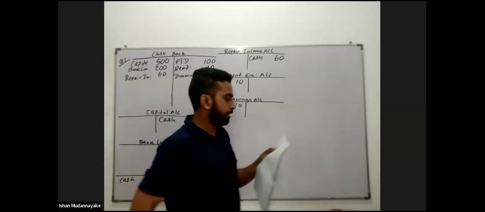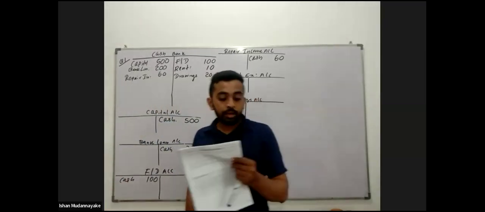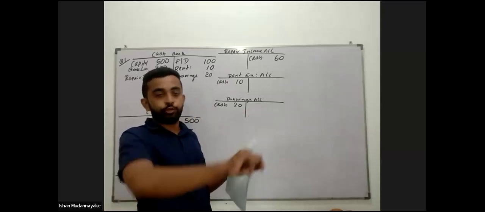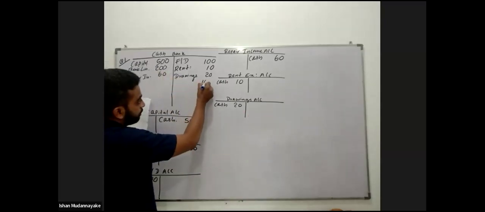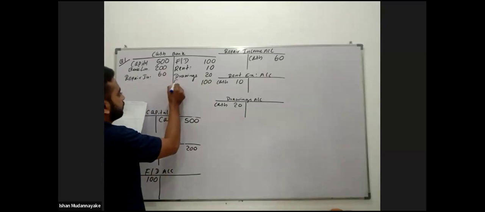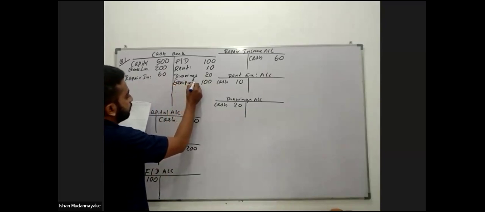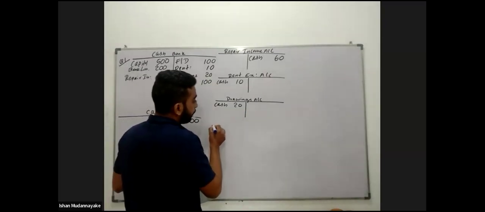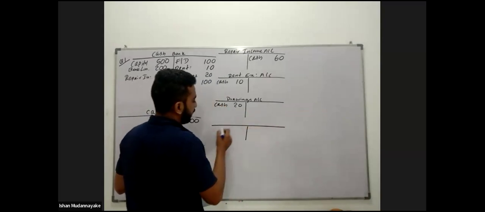Right. Look at transaction number 7. Purchased 100,000 worth of equipment. How to record this transaction? Cash inflow or outflow? Cash outflow. So cash book credit 100,000 equipment. And then equipment asset debit 100,000 cash.